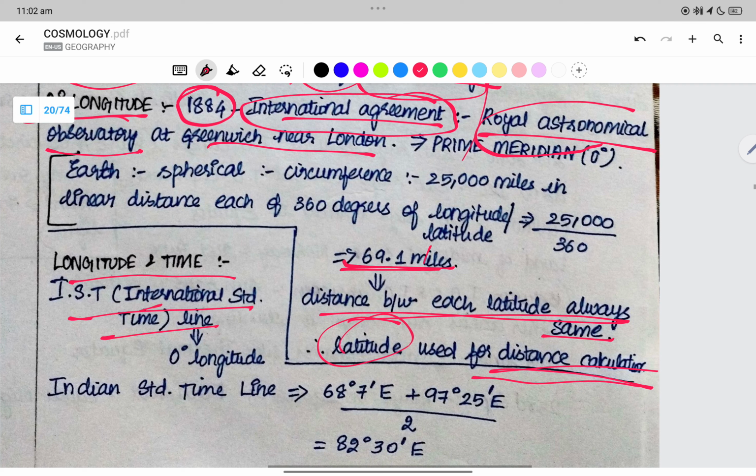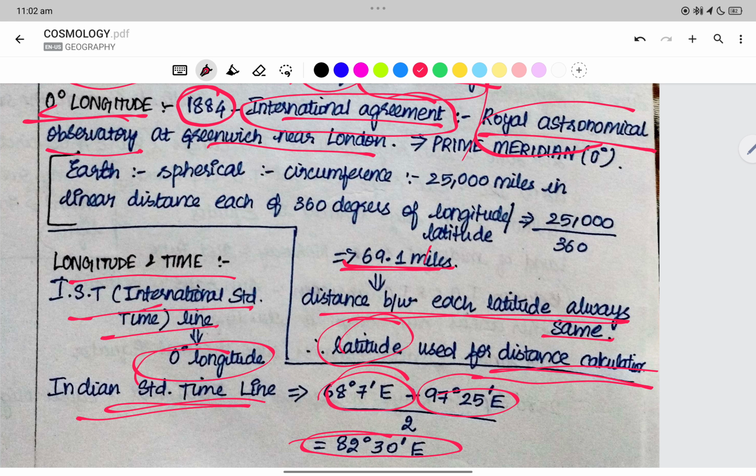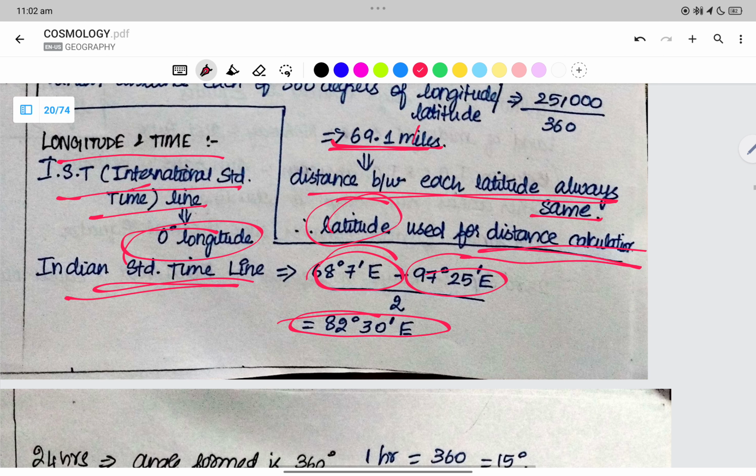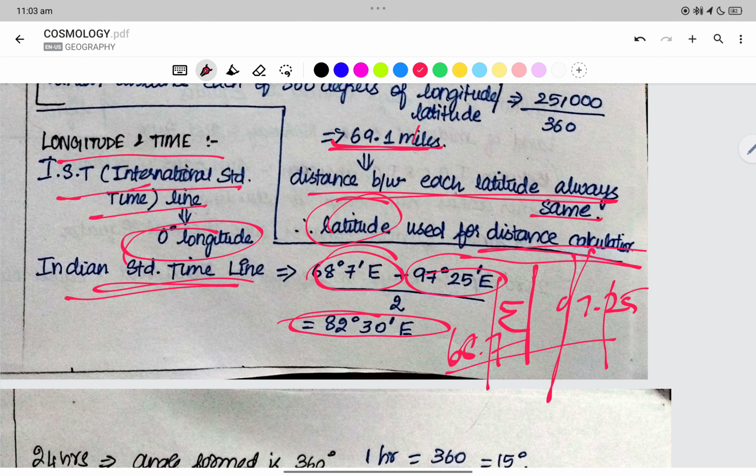International Standard Time is at 0 degree longitude. Indian Standard Time is 82 degrees 30 minutes east. We have Gujarat at 68.7 and Arunachal Pradesh at 97.25. We add both and divide, and the central point is 82.30, east, right?